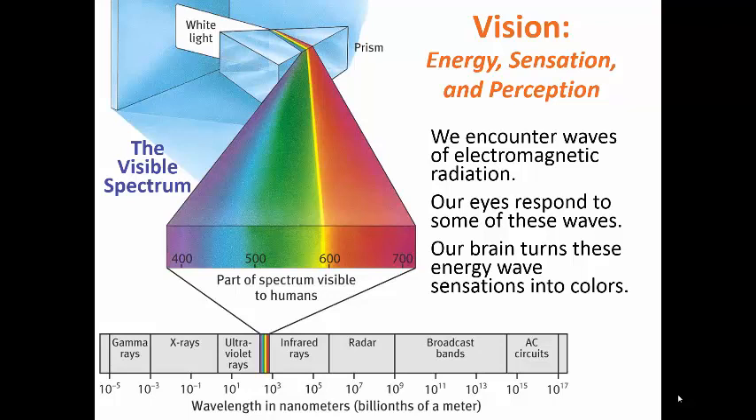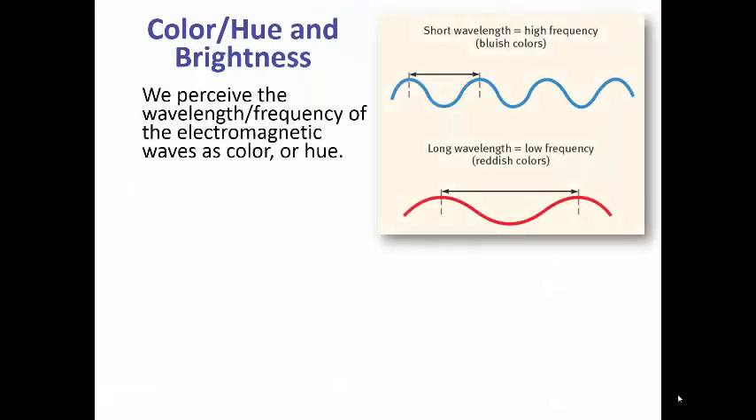But it's not really this light that we're seeing. We're seeing really this electromagnetic radiation, and then our eyes are responding to some of these waves that we are able to see. And you can see that there are gamma rays, X-rays, ultraviolet, infrared, and all that stuff that we cannot see, but we have that small little bit of the rainbow there. And then our brain turns these energy waves into sensations, into colors. And so based on the waves that are hitting our neurons, it's turned into colors.